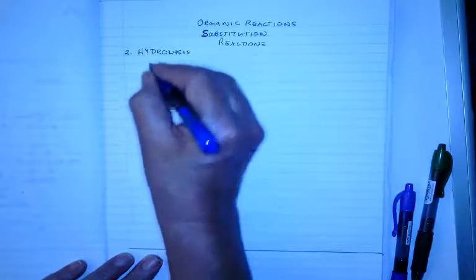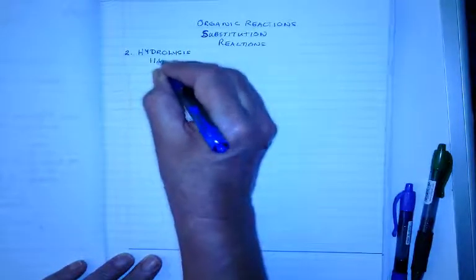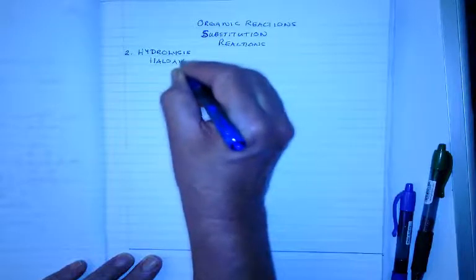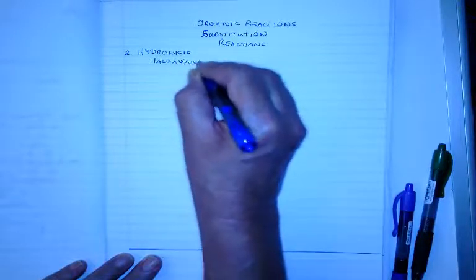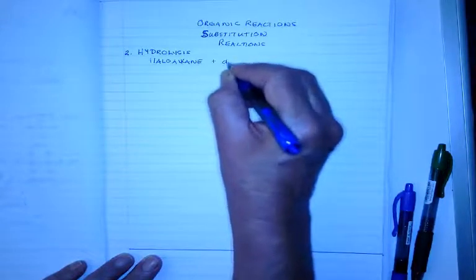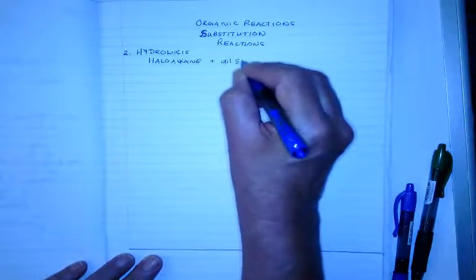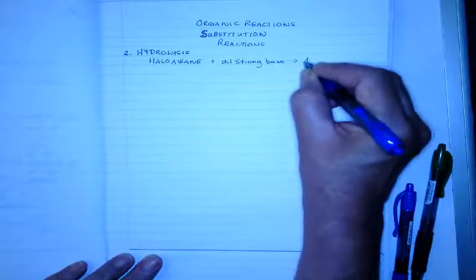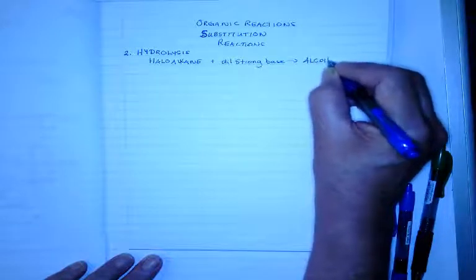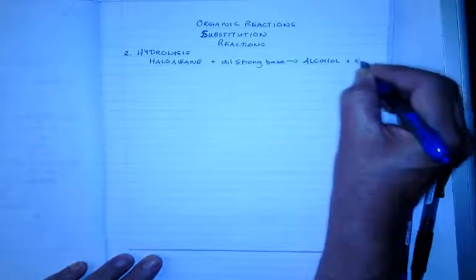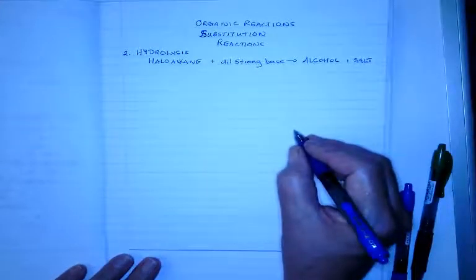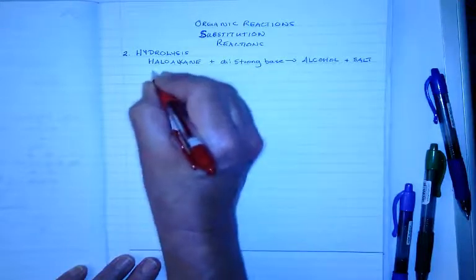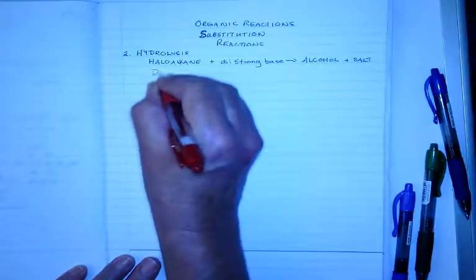Now, hydrolysis is when you take a haloalkane and you mix it with dilute strong base to form an alcohol and a salt as a byproduct. The conditions for these reactions to take place: the haloalkane must be dissolved in ethanol.